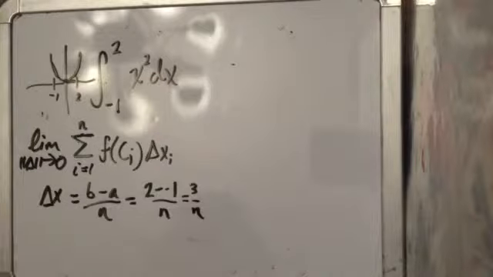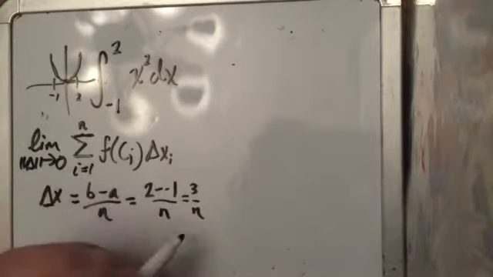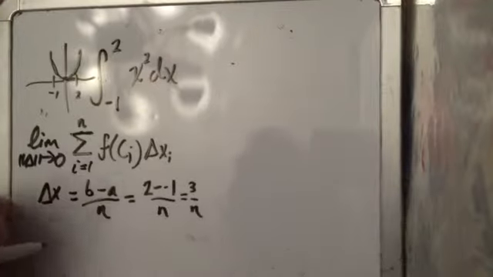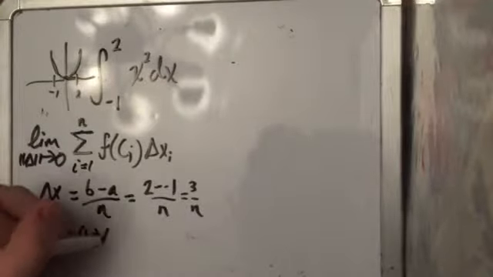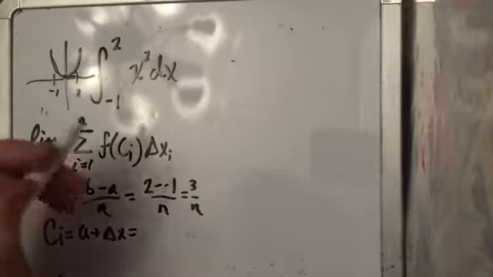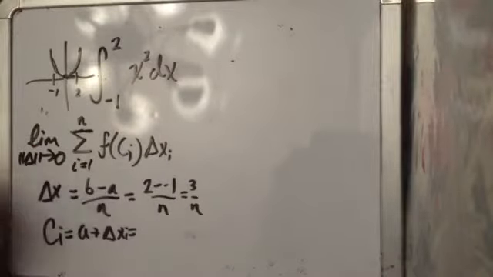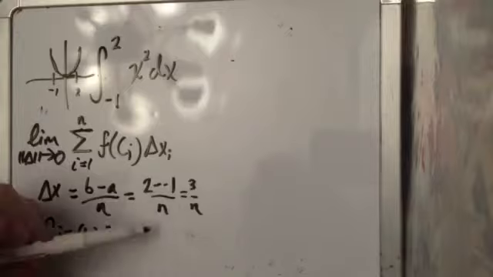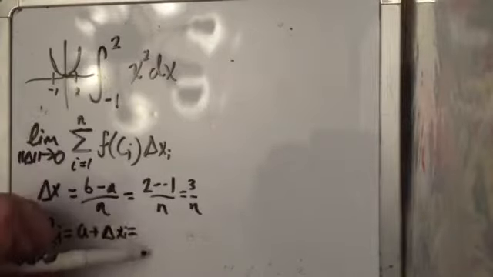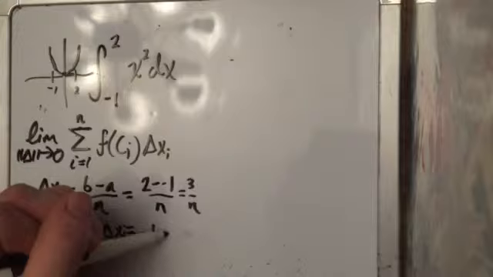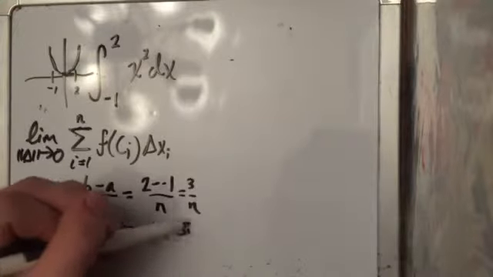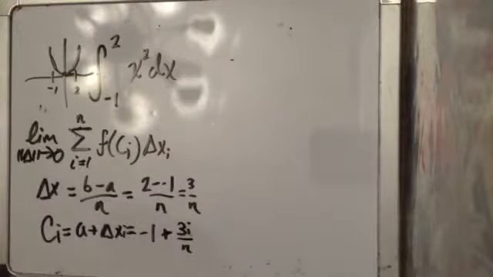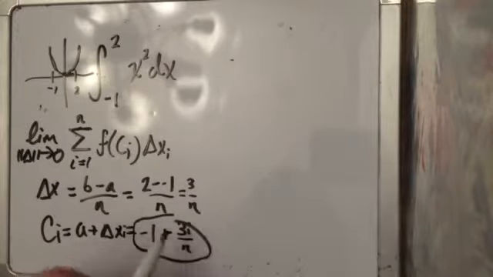Now we're going to find c sub i, which is a plus change in x times i. And since a is -1, it's going to be -1 plus 3i over n. And now we're going to use that. The function evaluated, you have to plug this into the function.